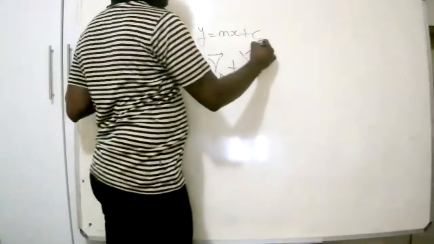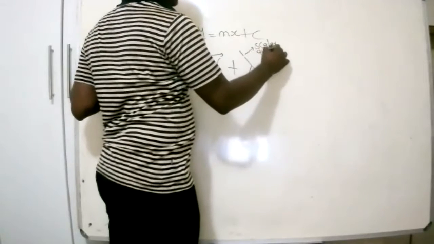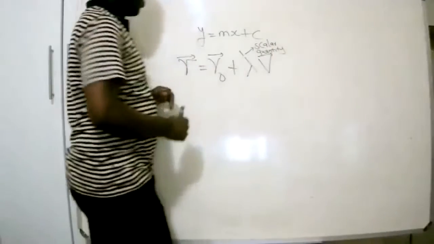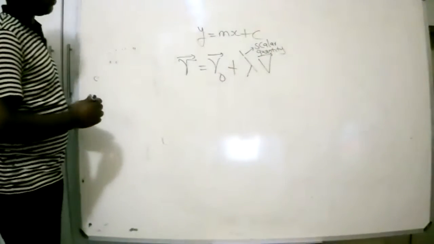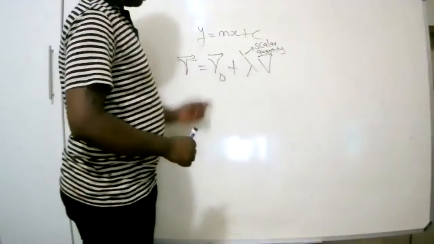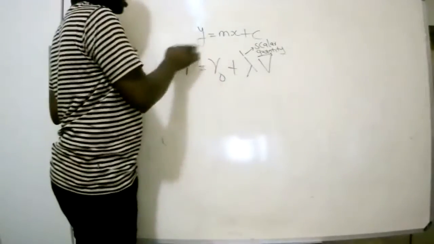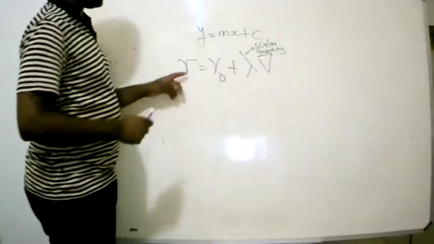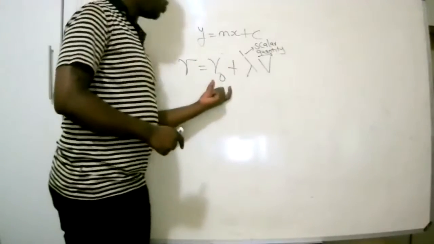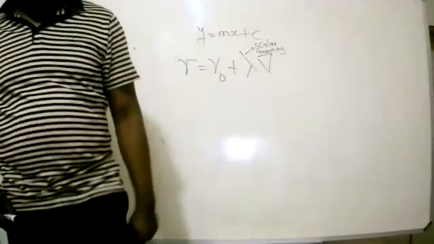Let me write it here. So this is a scalar quantity. This scalar quantity we multiply with v. So this v is a vector. So r naught is just the coordinates, but this v is a vector. Let me not write arrows here, because the arrows indicate that it's a vector. So r naught is not a vector, but the v that we are dealing with in this case is a vector.